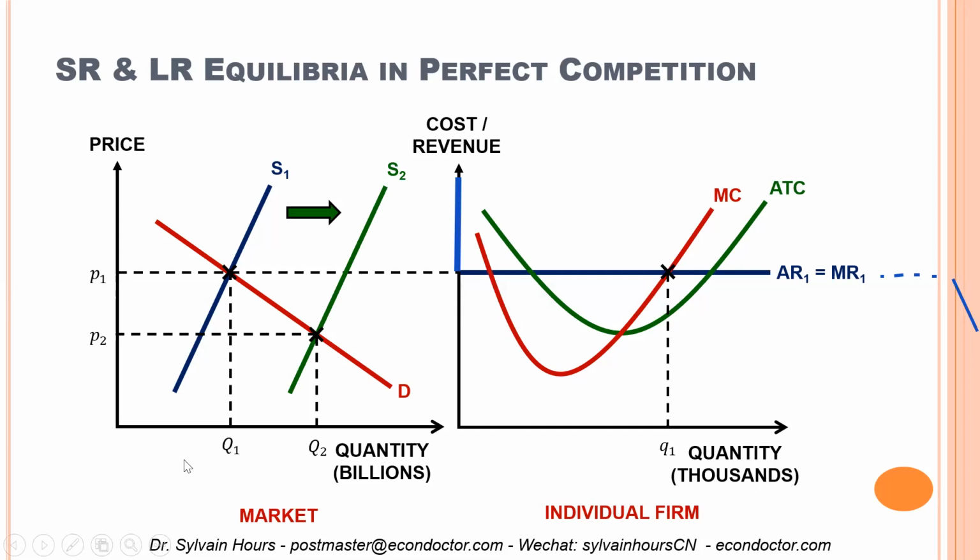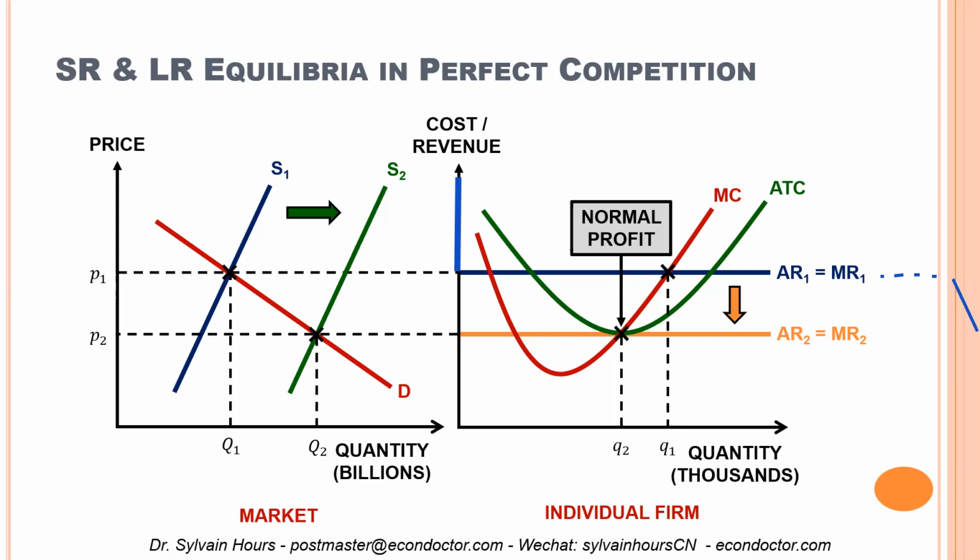The market quantity is going to increase. We are going to have a new individual demand curve, P2 equal to MR2. And you see that now with this new individual demand curve, this individual firm keeps maximizing its profit. MC is equal to MR. So now the optimal quantity is Q2. In that equilibrium, you see that the firm is making normal profit because the price is equal to the ATC.